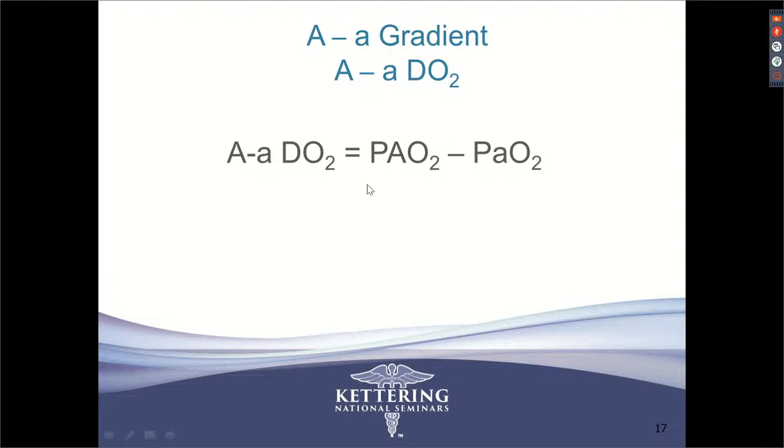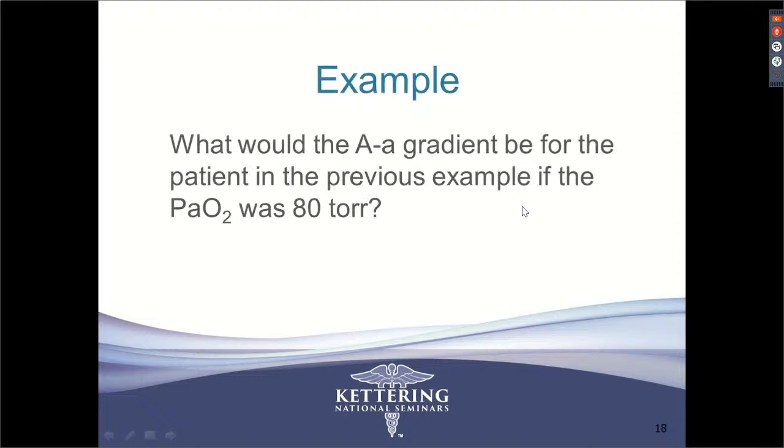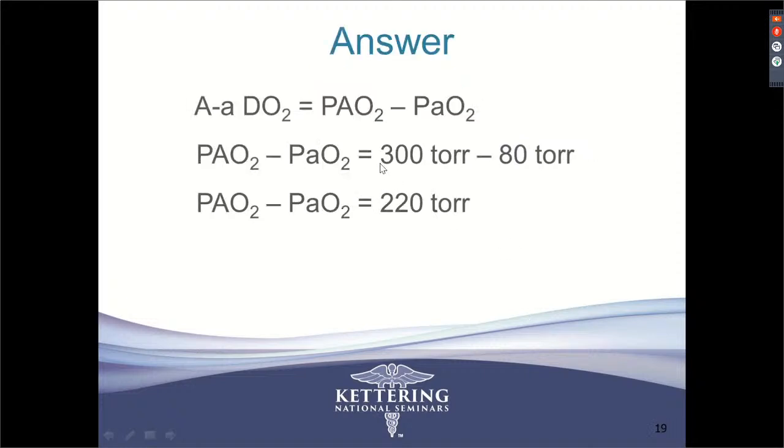This is the AA gradient, and again, if you've calculated the P big AO2, all you've got to do is subtract the arterial PO2 from it, and that's going to give you your gradient, okay? So here's an example, same example from the previous, and the arterial PO2 is 80. You plug in the formula, the PAO2 of 300, the PaO2 of 80, then you subtract the two, and you come up with 220. So that's a very easy one to do.